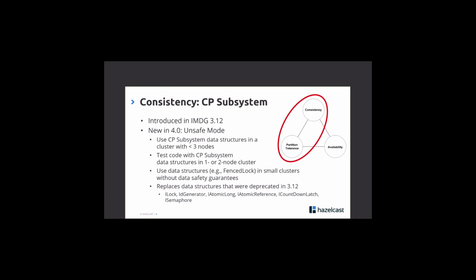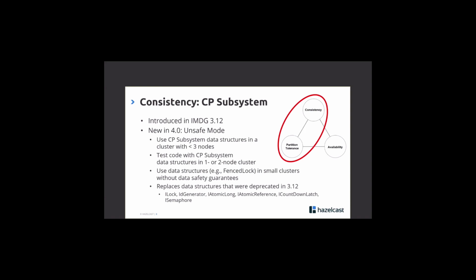This was, as I mentioned, introduced in 3.12, and it turns out that some people wanted to use the CP subsystem in ways that wouldn't necessarily guarantee strong consistency. One example is that with the CP subsystem, to get all the guarantees, you would have to run at least 3 nodes for quorum purposes should you have a network partition. With this new feature called unsafe mode, you can now run the CP subsystem with fewer than 3 nodes. So 1 or 2 node clusters can support the data structures in the CP subsystem, whereas in 3.12, you simply could not do that.